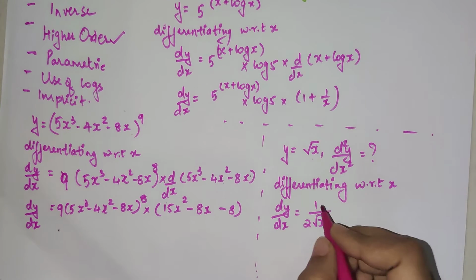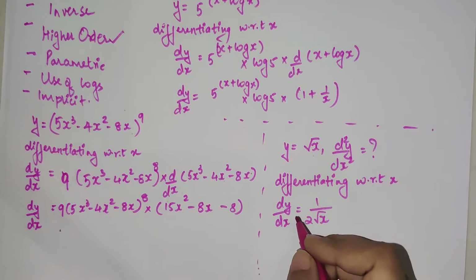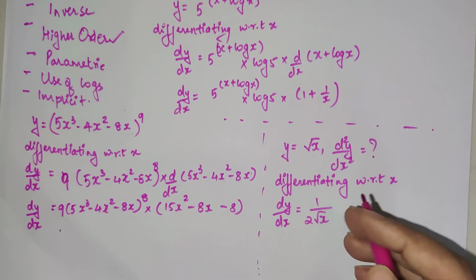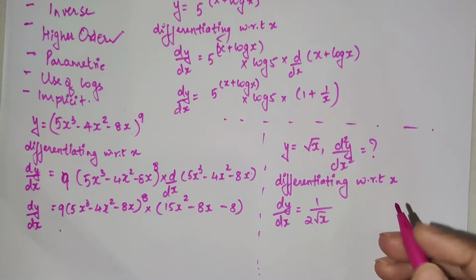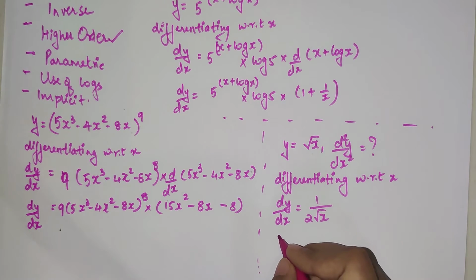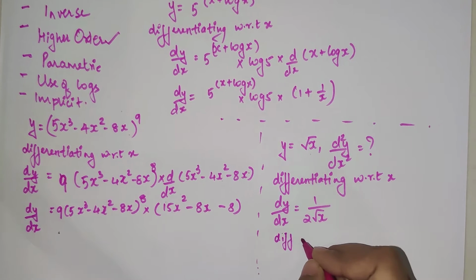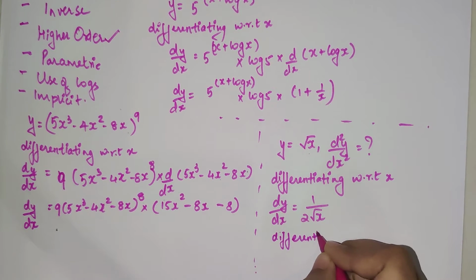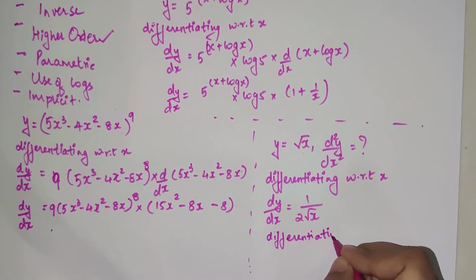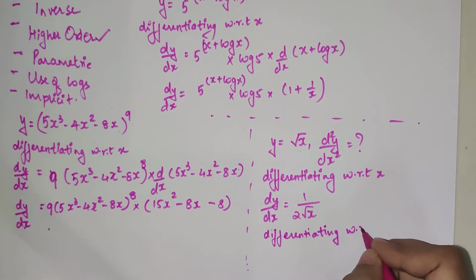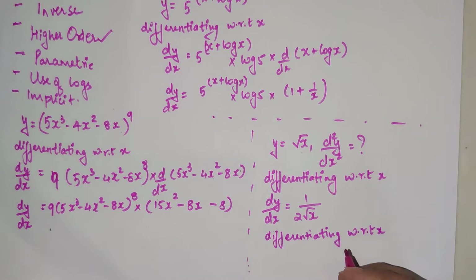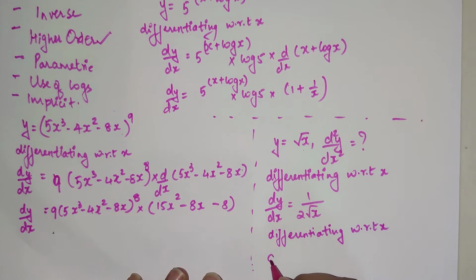Okay, now see, understand, we just found dy by dx, but what is your question asking for? You need to find d square y by dx square. So simply you just have to differentiate this again. So we'll write differentiating with respect to x. So here we'll get d square y by dx square.